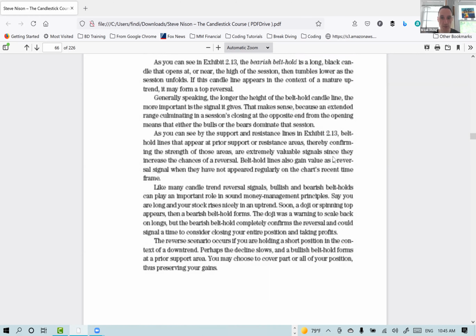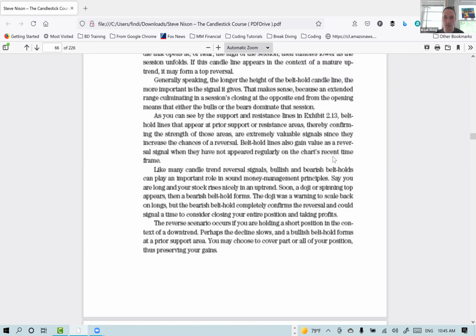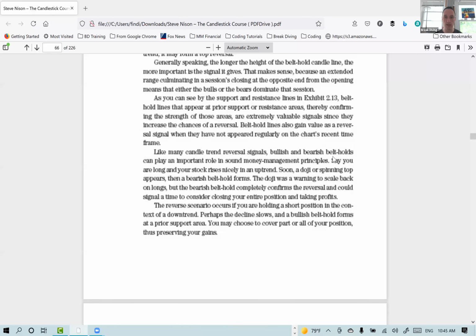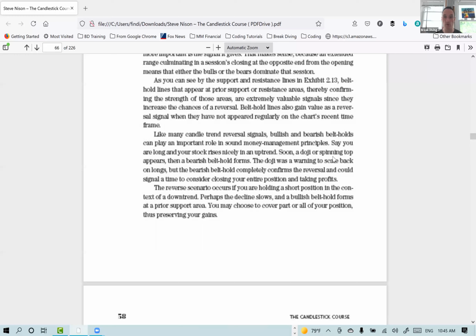As you can see by the support and resistance lines in exhibit 2.13, belt hold lines that appear at prior support or resistance areas are extremely valuable signals since they increase the chances of a reversal. Belt hold lines also gain value as a reversal signal when they have not appeared regularly on the chart's recent time frame. So they can play an important role in money management principles.